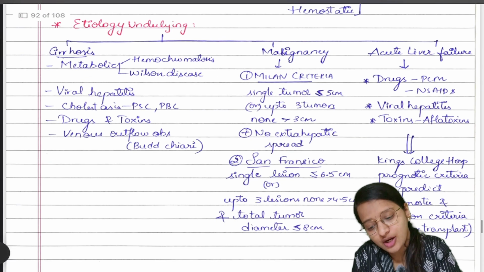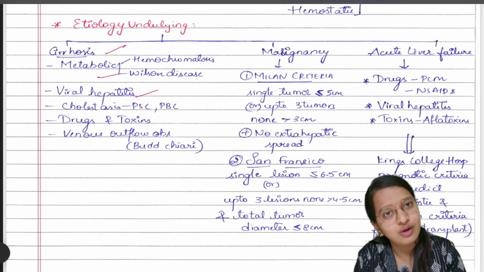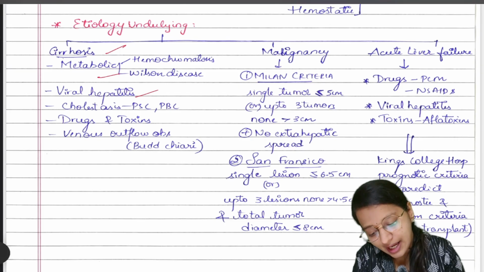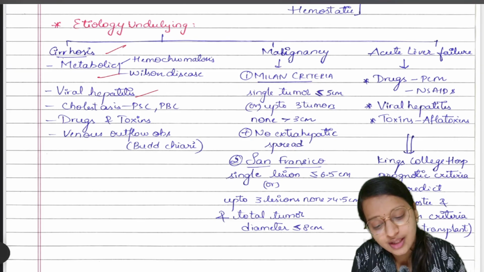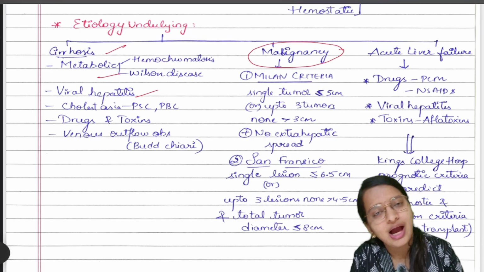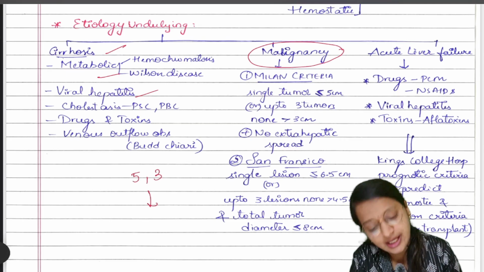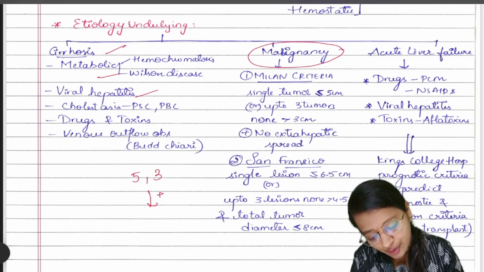Coming to etiology, the causes of cirrhosis might be metabolic, viral, cholestasis, drugs and toxins, and outflow obstruction. The second is malignancy. Here we have two criteria, Milan and San Francisco. You have to remember some numbers here. For Milan it's 5.3, and for San Francisco you have to add 1.5. That means 6.5 and 4.5.